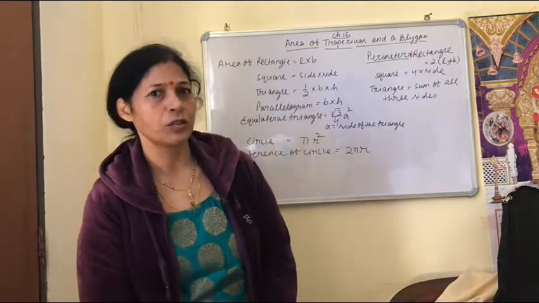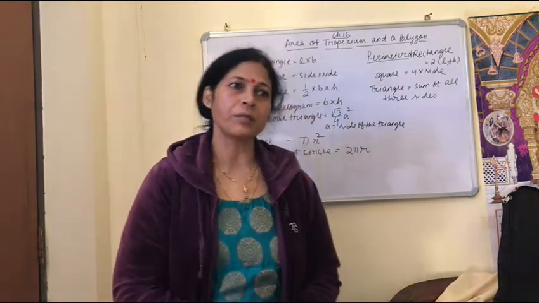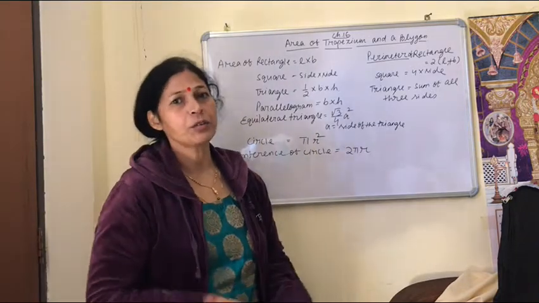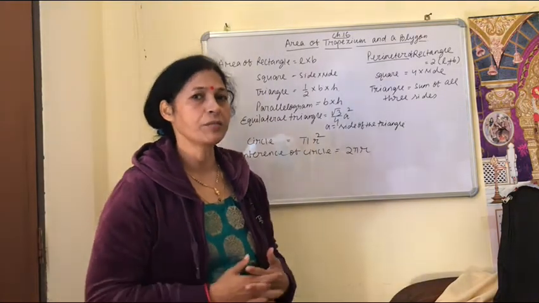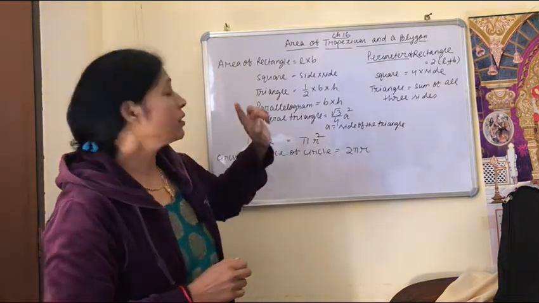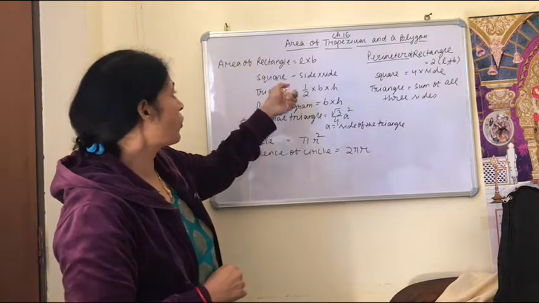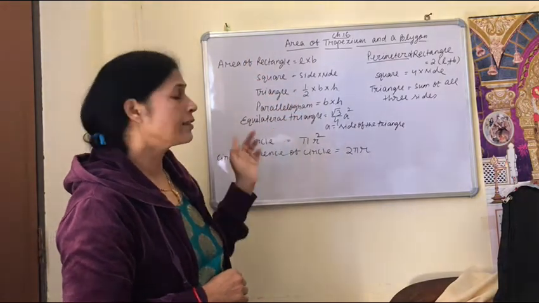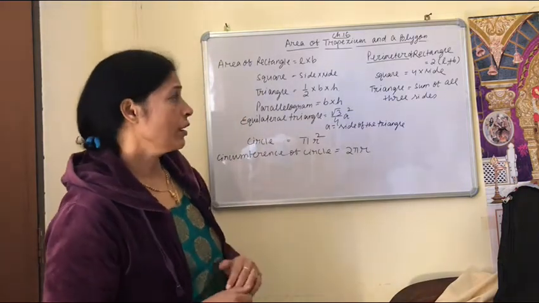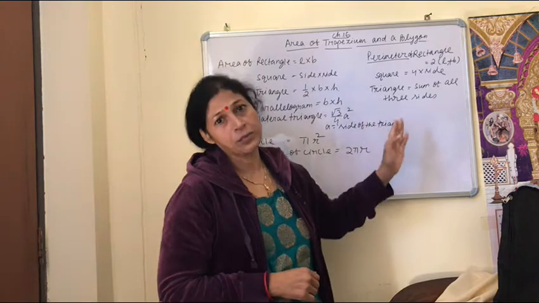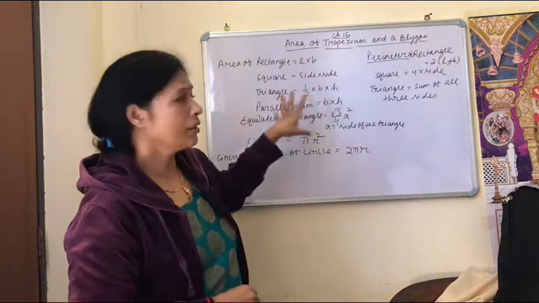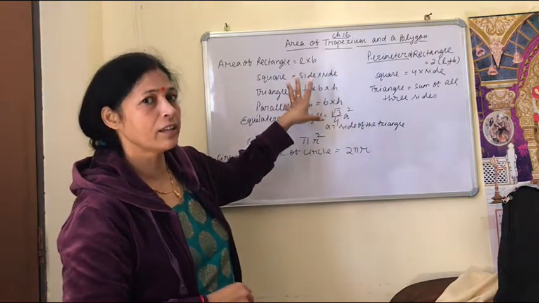Hello dear children, today your chapter is Chapter 16, area of trapezium and polygon. Before going to the area of trapezium, first I have to tell you the area of rectangle, square, triangle, parallelogram, equilateral triangle, circle, which you studied in previous classes. In previous classes you also know the perimeter and areas of all the quadrilaterals, triangles and polygons.